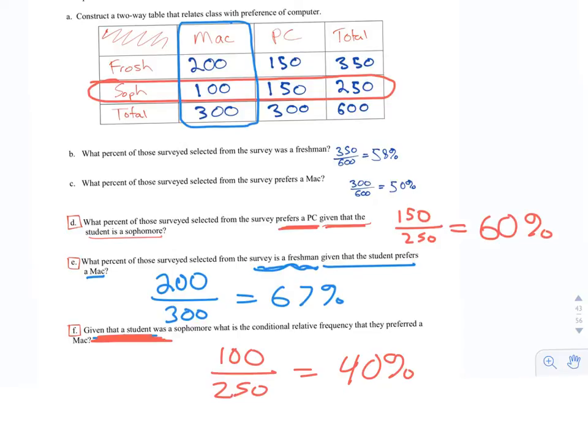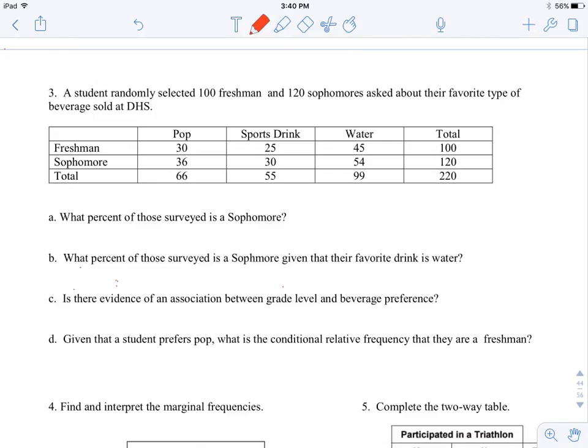Quickly, let's take a look at the next page also. Problem 3, which you were working on with your teams. What percent of those surveyed is a sophomore? That's part A. It doesn't have any given, so we're looking at the total now. I go to sophomores. The total sophomore is 120, out of the total of everybody, which is 220. That gives me 55%.